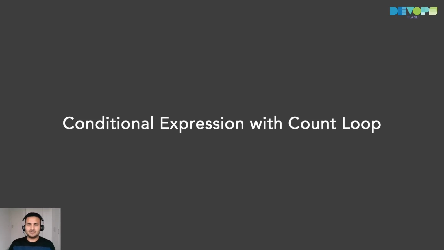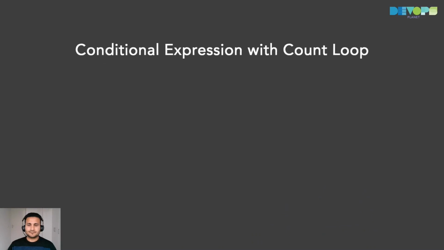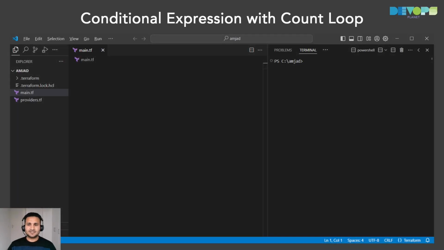So far we have seen how count works, and we know how the conditional expression works, which we already talked about. We saw some examples. Now let's combine both of them and see how it works. And this is the production related code which we are also using. So let's have a look at how we can use the conditional expressions with count.